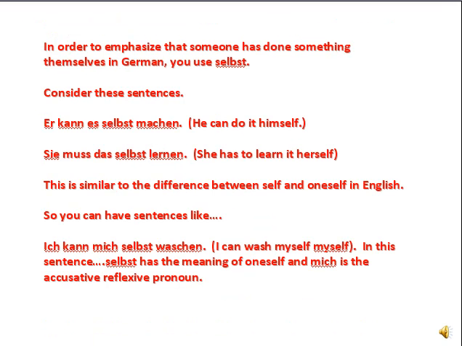In order to emphasize that someone has done something themselves in German, you can use selbst. Consider these sentences. Er kann es selbst machen. He can do it himself. Sie muss das selbst lernen. She has to learn it herself. This is similar to the difference between self and oneself in English. So you can have sentences like, Ich kann mich selbst waschen. I can wash myself myself. In this sentence, selbst has the meaning of oneself, and mich is the accusative reflexive pronoun.